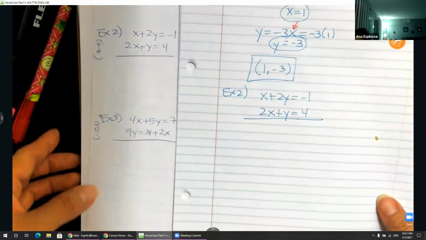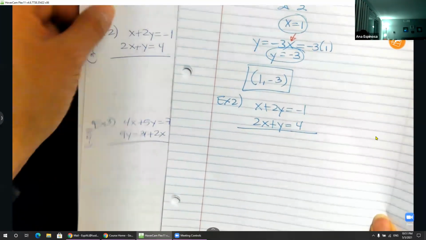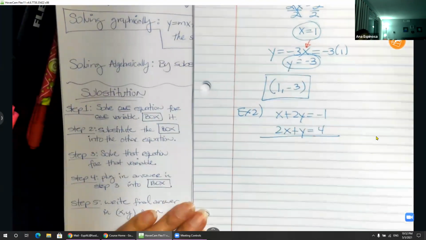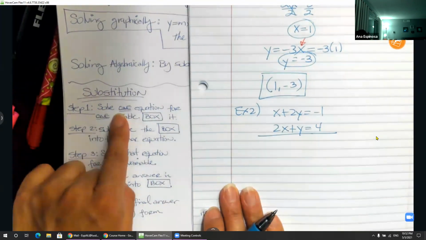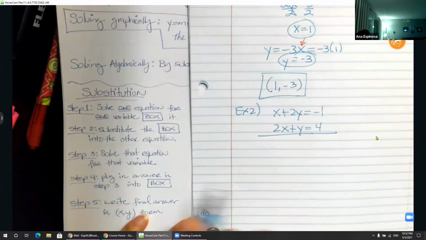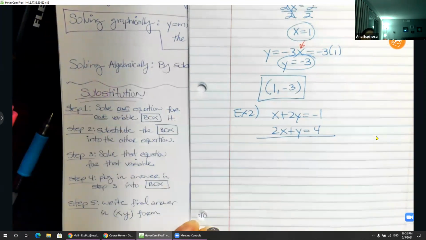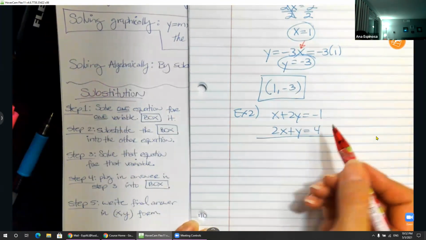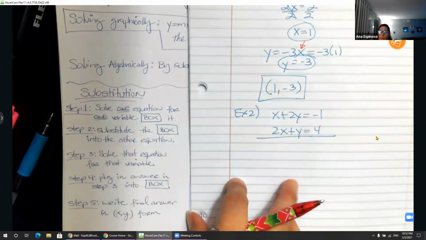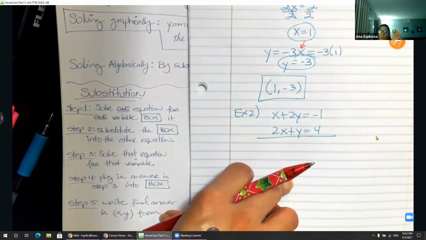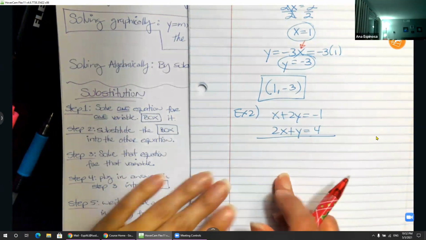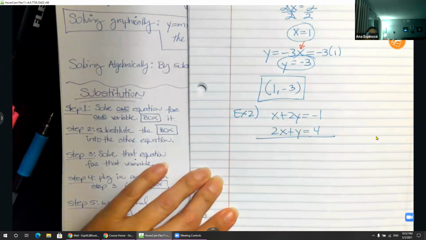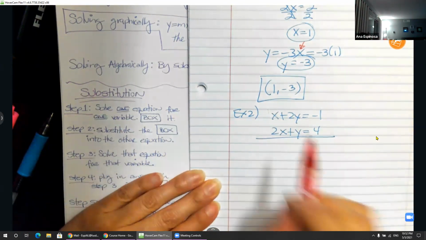Okay. Number 2, we are using substitution. The bad thing about this is that if we want to solve one equation for one variable, we have to pick one and we have to make that happen. Okay, so what you're looking for when you're doing the substitution method is you are looking for a variable that does not have a coefficient on the left. So for example, this is a 1. I mean, it has it. So you're looking for a 1.